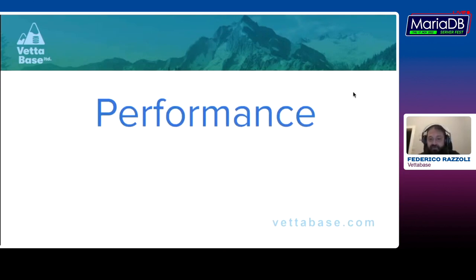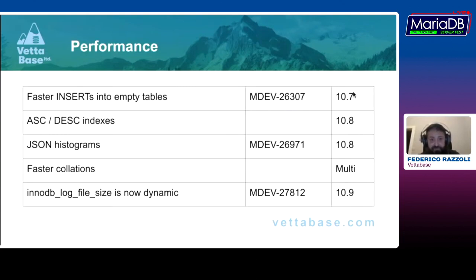So let's see features about performance. These are the ones I selected. Basically, inserts into empty tables are faster. There are ascending and descending indexes, JSON histograms. Some collations are faster, and the InnoDB log file size is now dynamic.